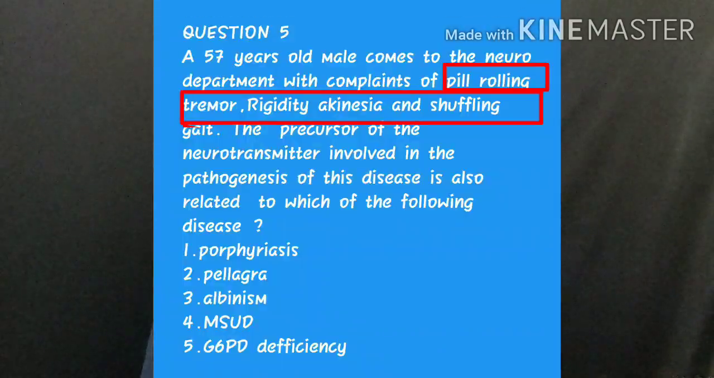So first of all, what do these clinical features tell you? Which disease is this patient having? Pill rolling tremor or resting tremor, rigidity, akinesia, shuffling gait. All these features point to one disease, Parkinson's disease. Now the question is asking about the precursor of the neurotransmitter involved in the pathogenesis of this disease. What is the neurotransmitter involved in Parkinson's disease? The neurotransmitter is dopamine. And from which precursor is dopamine formed? The answer is phenylalanine. Phenylalanine forms dopamine.